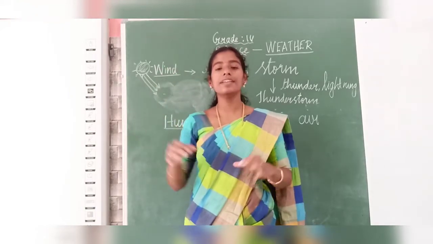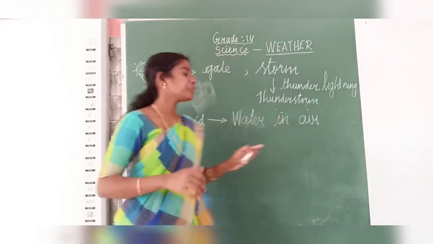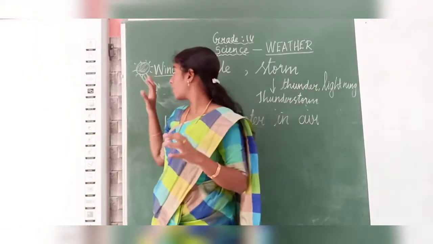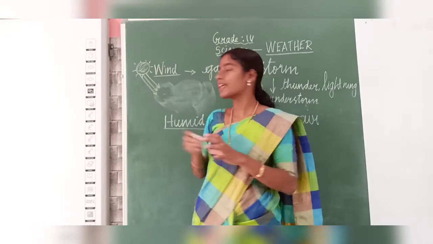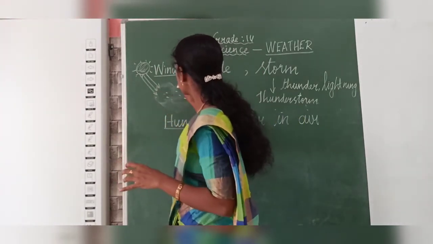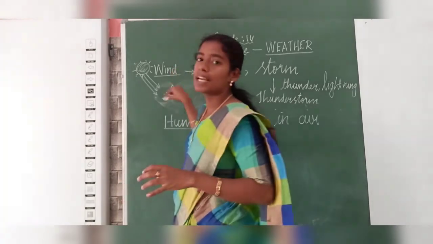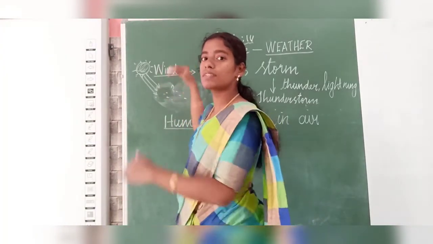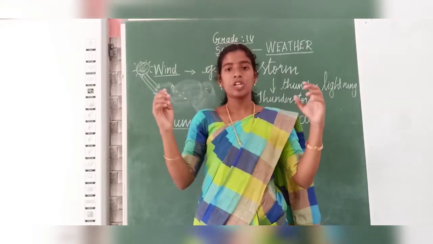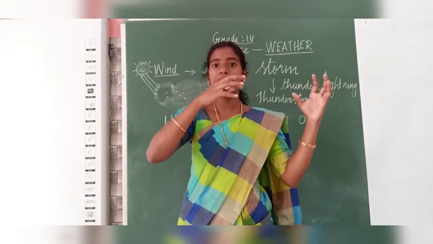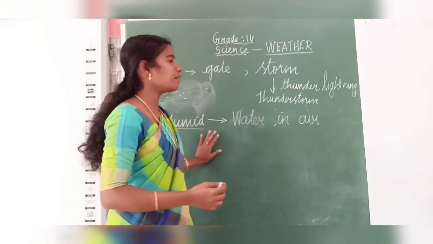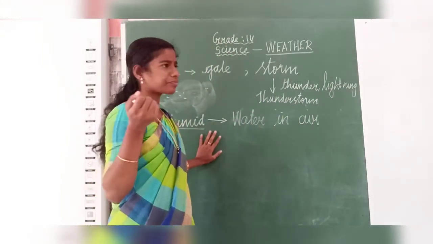Once again, listen: humidity means the water present in the air. When the sun's rays fall on the water bodies, consider this is water. This water will start evaporating and mingle with the atmospheric air. So now this atmospheric air has more water content. So we can say it is more humid.